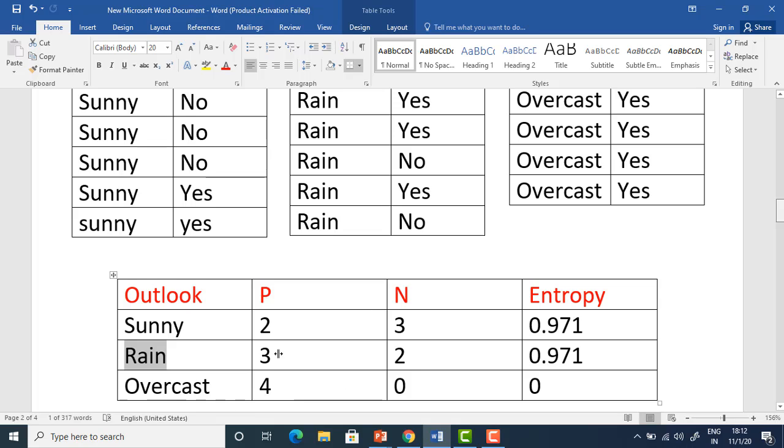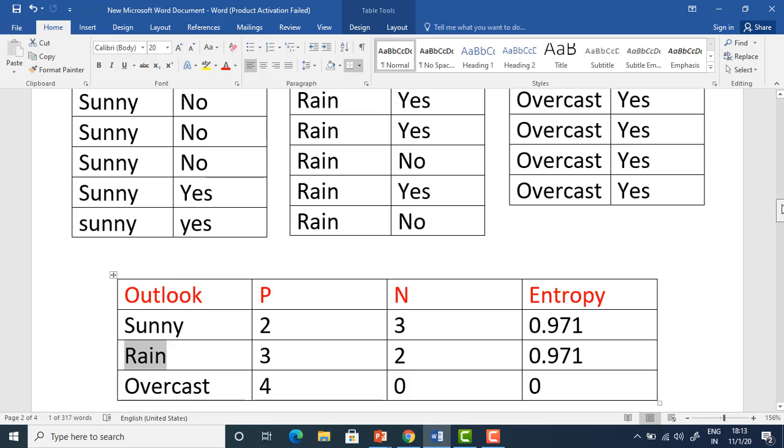Similarly for overcast. In overcast, if you observe, all are positives and we don't have any negative values. So 4 and 0: 4 are positives and 0 are negatives. Entropy will be 0. If you substitute the values in the given formula, we'll be getting the entropy as 0. So I have found out the entropy till now.